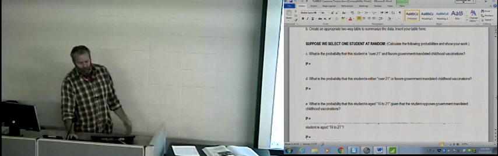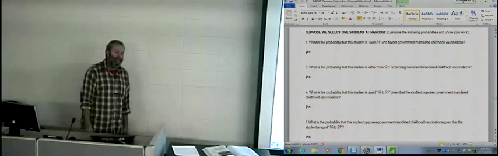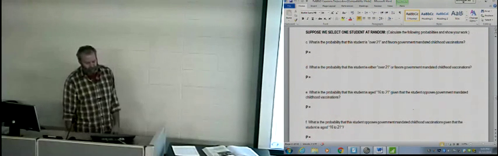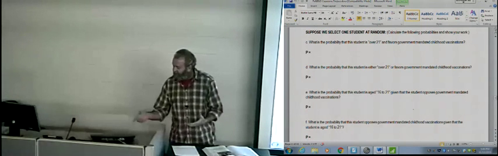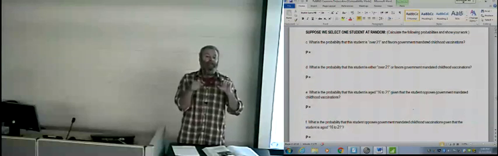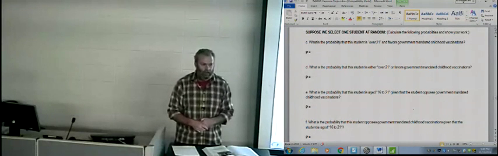Part E. What's the probability that this student is age 16 to 21, given that the student opposes government-mandated childhood vaccinations? You want to know what's the probability that the student is 16 to 21, given that they said no. You're only going to look at the ones that said no.